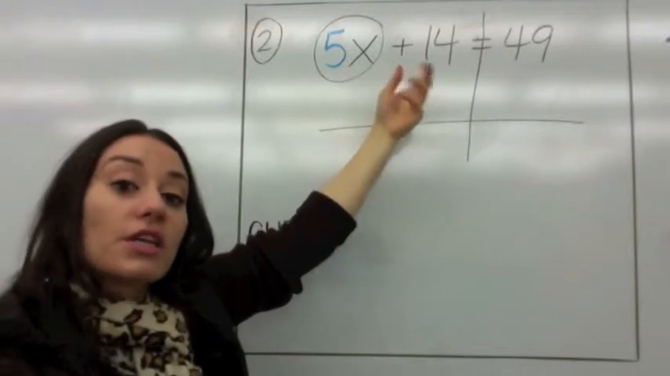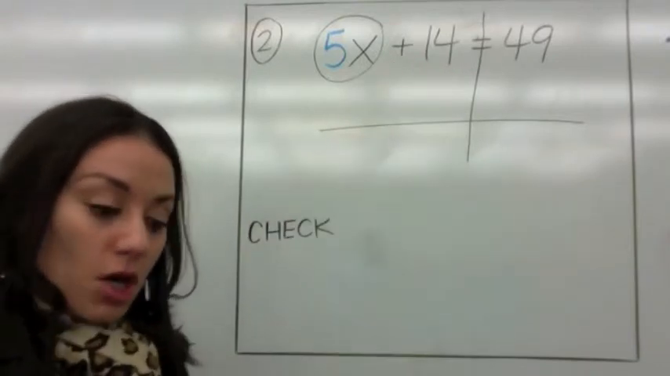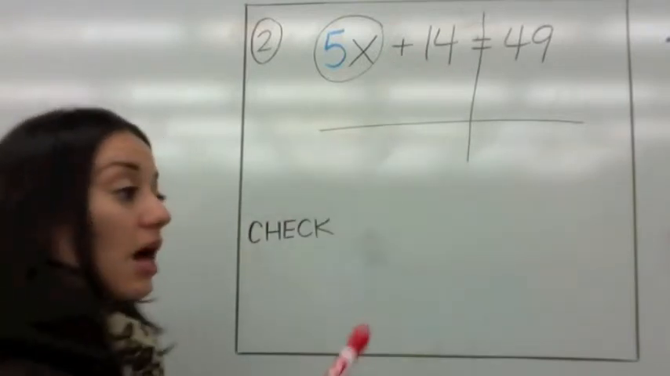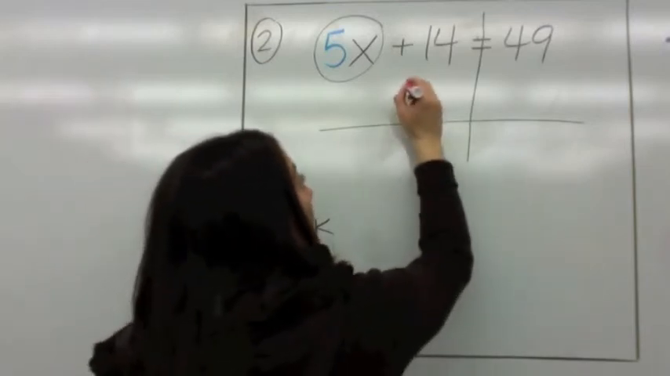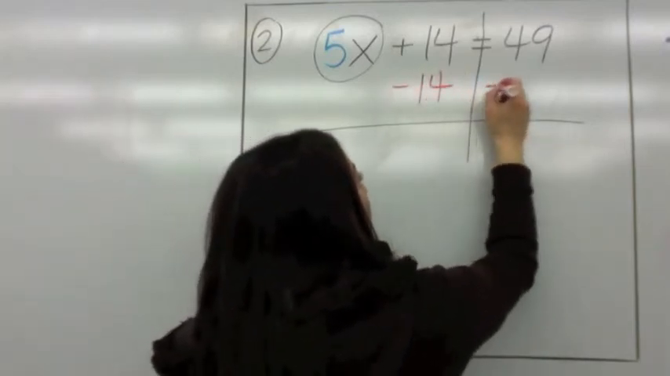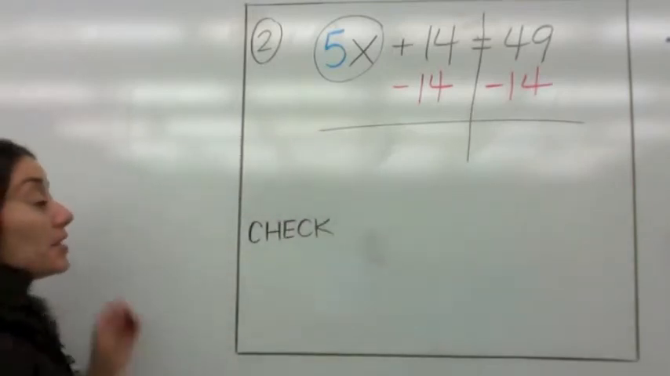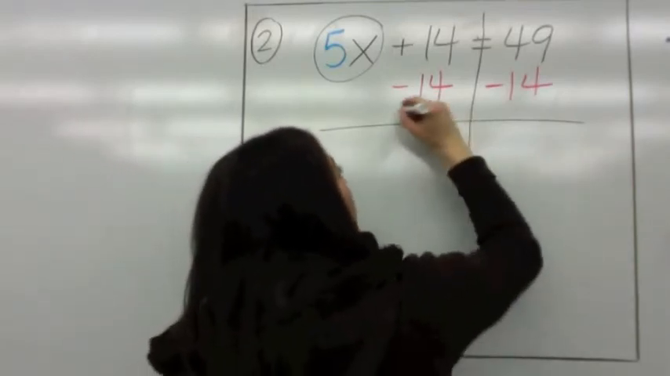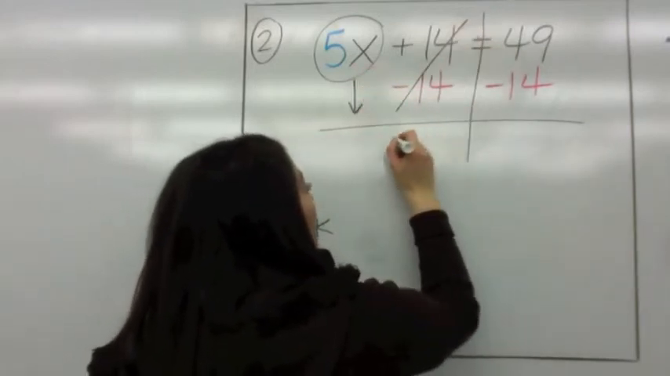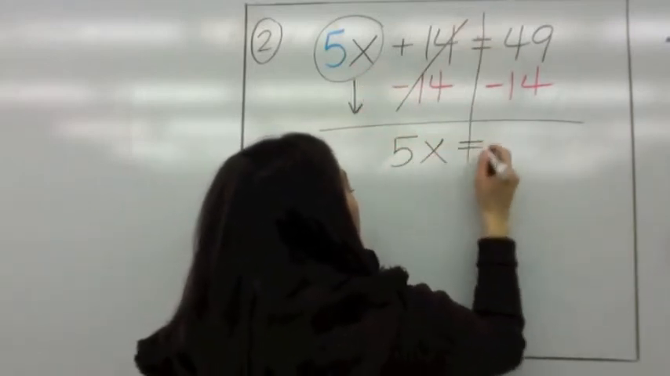So really the first thing you're going to do is do what? You want to do the opposite to both sides. So what's the opposite of positive 14? It's negative 14. Very good. Now we're going to do the operations. Positive 14 and a negative 14 make 0. You're going to bring down 5x.